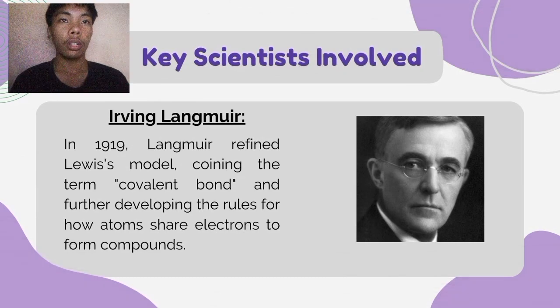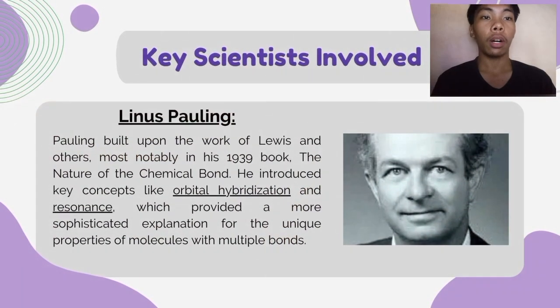The next is Irving Langmuir. In 1919, Langmuir refined Lewis' model, coining the term covalent bond and further developing the rules for how atoms share electrons to form compounds. And the next one is Linus Pauling. Pauling built upon the work of Lewis and others, most notably in his 1939 book, The Nature of the Chemical Bond. He introduced key concepts like orbital hybridization and resonance, which provided a more sophisticated explanation for the unique properties of molecules with multiple bonds.